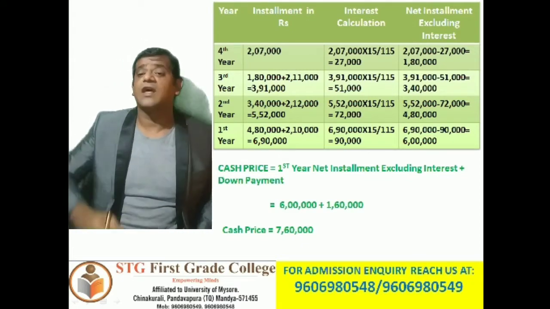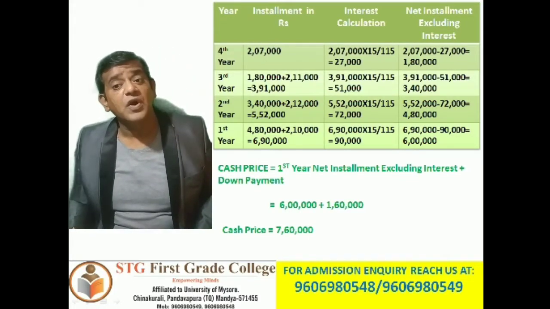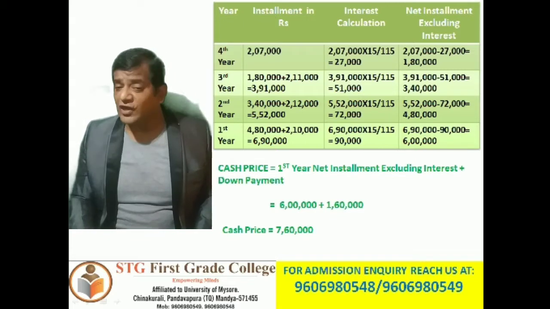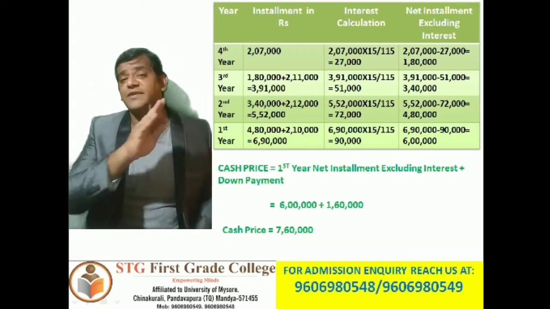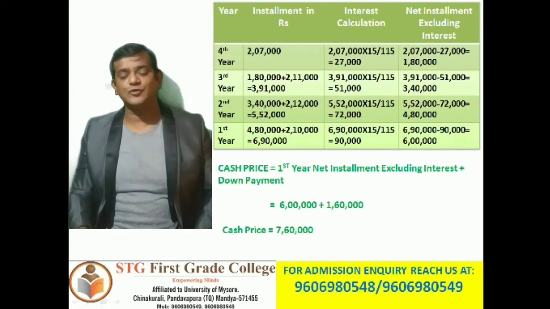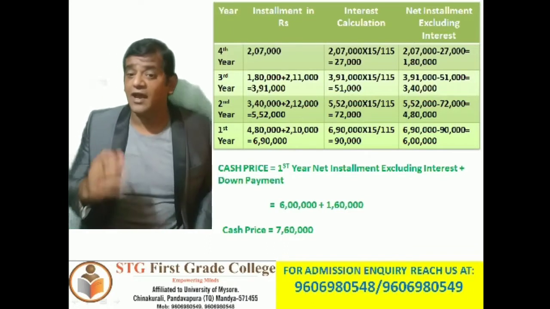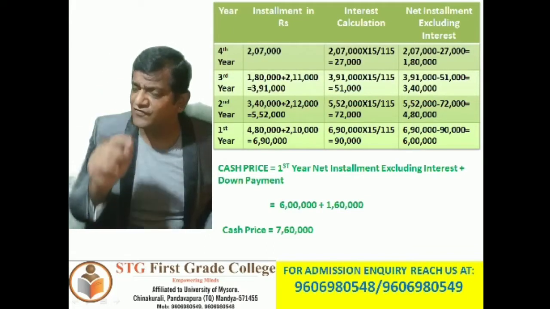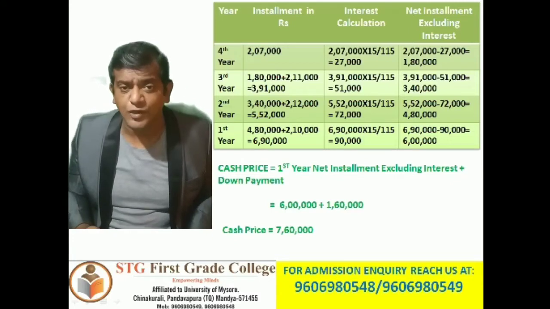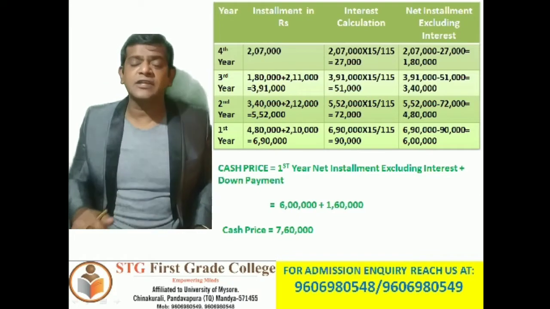How much? 72,000. Now deduct 5,52,000 minus 72,000. So your balance is going to be 4,80,000 rupees. Clear? So now for the first year, 4,80,000 plus the first year installment which has been given in the problem, that is 2,10,000. So 4,80,000 plus 2,10,000 comes to 6,90,000. How much? 6,90,000. And now calculate 6,90,000 into 15 divided by 115. So the interest amount comes to 90,000 rupees.